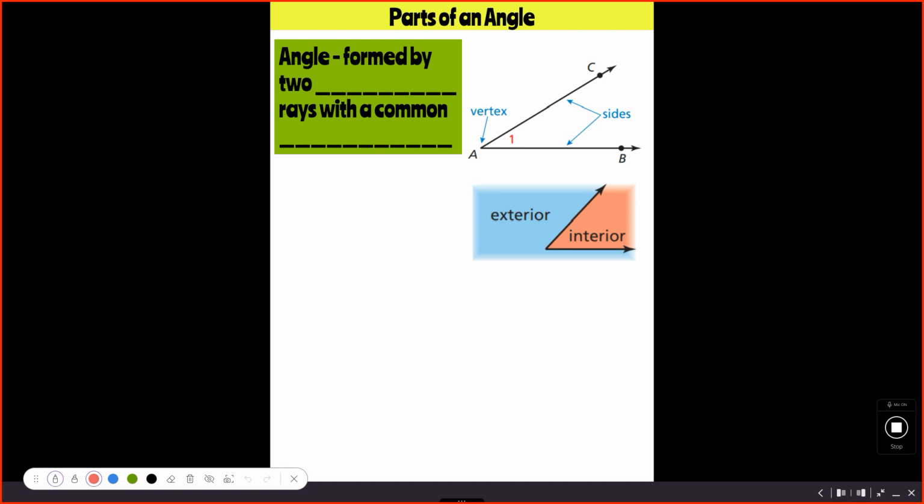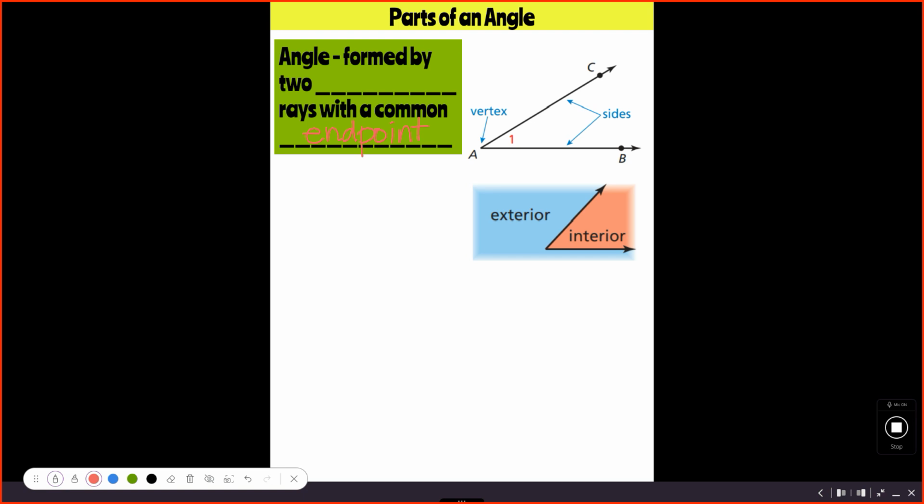Well, the sides are formed by what? They're formed by the rays. But what can you say about the rays? They have a common vertex. That common vertex actually comes from the common endpoint, right? So it only becomes a vertex when the angle is formed already.